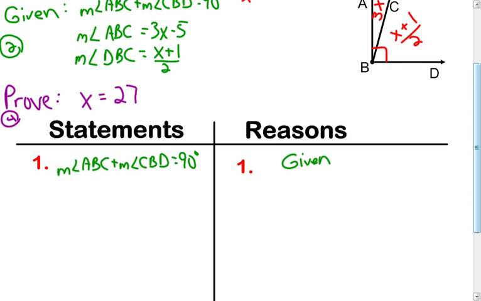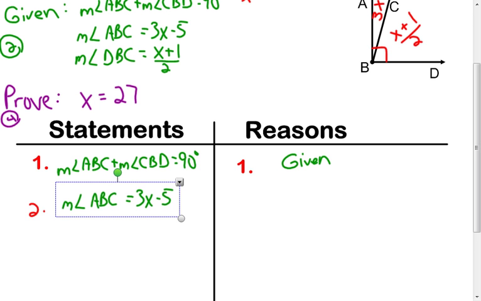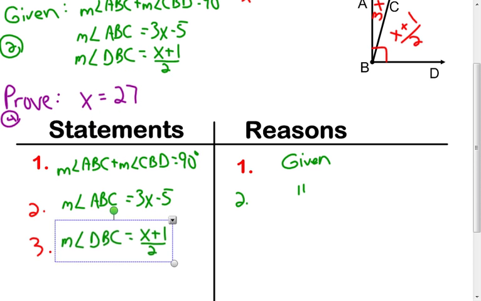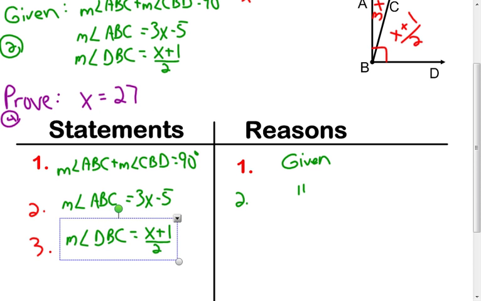Step 2, I'm going to take my other piece of given information, this one, I'm going to clone this one, and I'm going to put this one right here. And again, my reason for statement 2 is going to be given. And I'm going to just use ditto marks to say that it's the same thing as above it. Step 3, well, I have another piece of given information, so I'm going to put this one in there. Clone that one, bring that one down. Again, this will be given.